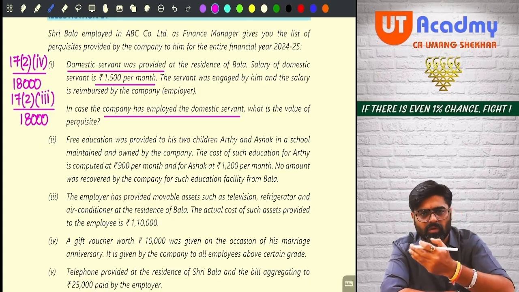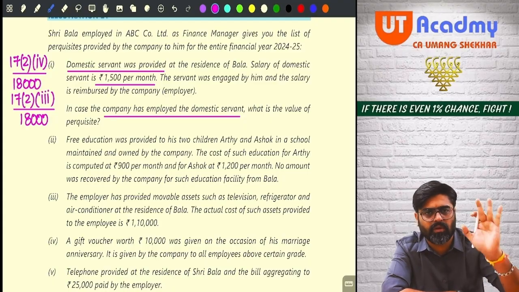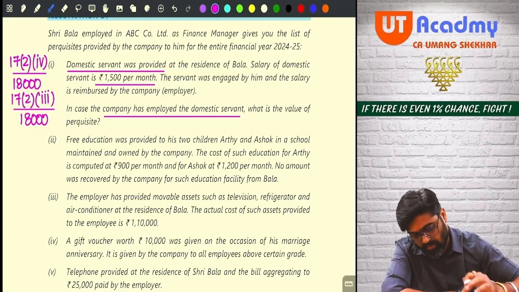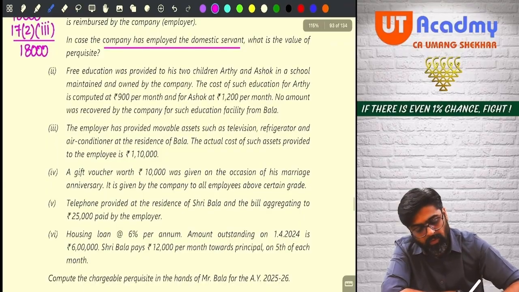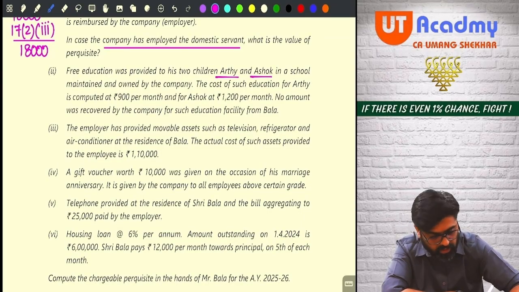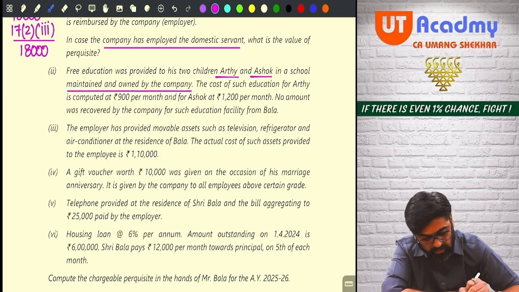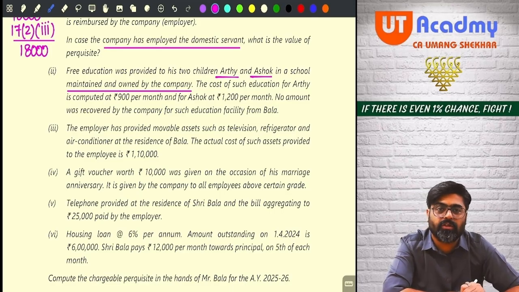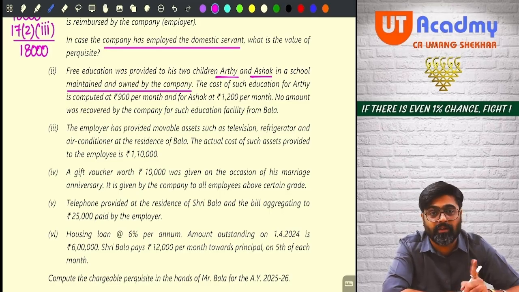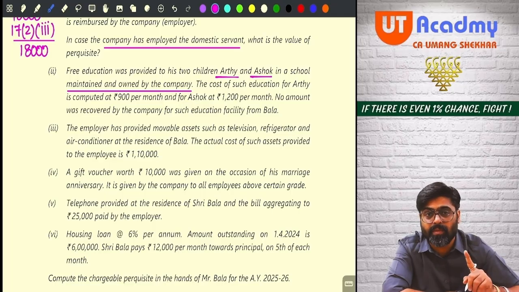So whether clause 4 or clause 3, the taxable value of this perquisite will remain 18,000 only. Yes or no? Okay. Now free education was provided to his two children, Aarti and Ashok, in a school maintained and owned by the employer. If the children of the employee are studying in an educational institution owned and maintained by the employer, the amount spent by the employer on that educational facility will not be the benefit. The reasonable cost of education will be the benefit.